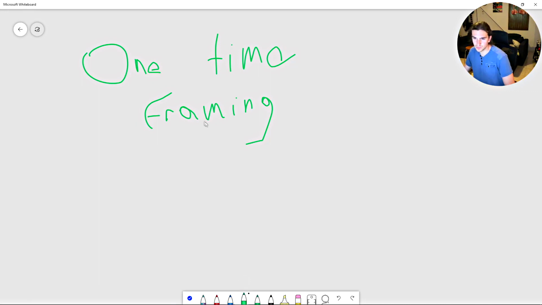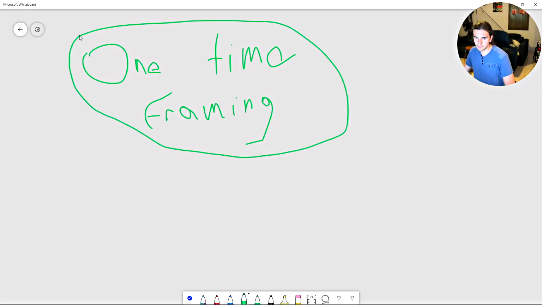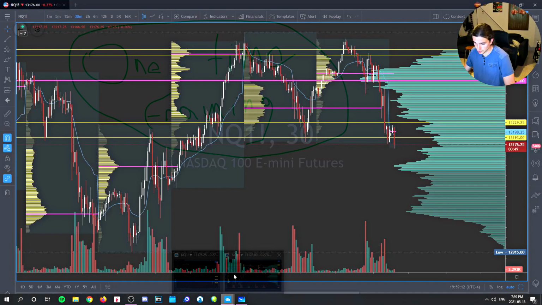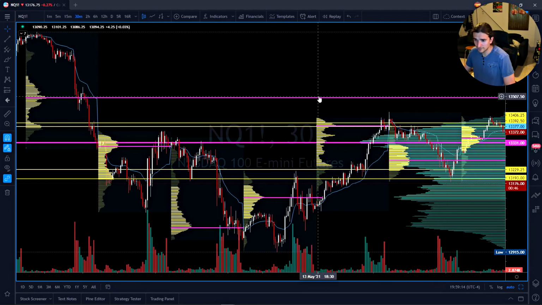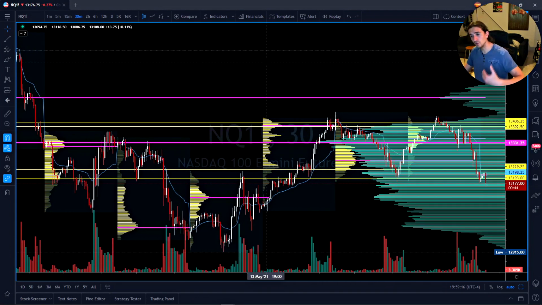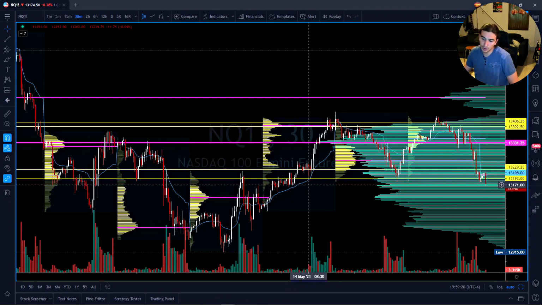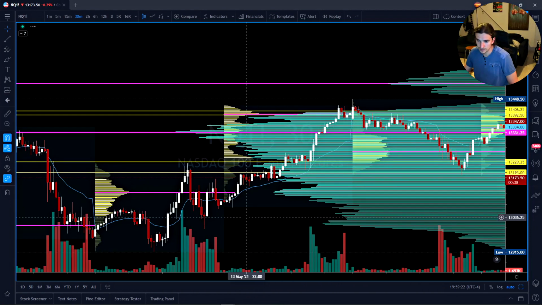Okay, so the first thing you need to know is what one-time framing is. One-time framing is a very simplistic concept that is used to filter out when the market is moving in one direction, at least that's how I would see it. So I'll try and give you an example of what it looks like on a chart first. Whenever you see bars that close in the same direction and the market is moving in the same direction, that is what you call one-time framing. You can see it a few times on this chart here.